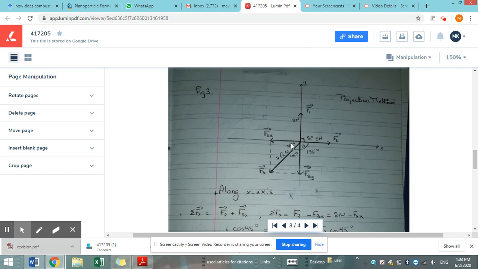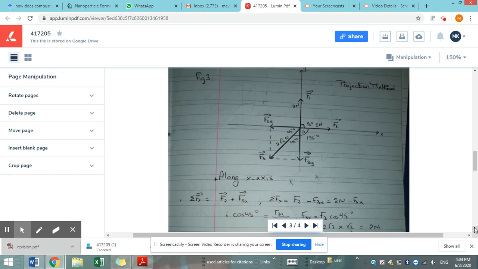As for F1, it's clear that it is vertical along y-axis, so it doesn't have an x component or horizontal component. It's only considered to be having a y component, and F2 is horizontal, so it has only an x component but doesn't have a y component. However, F3 has both y and x components.